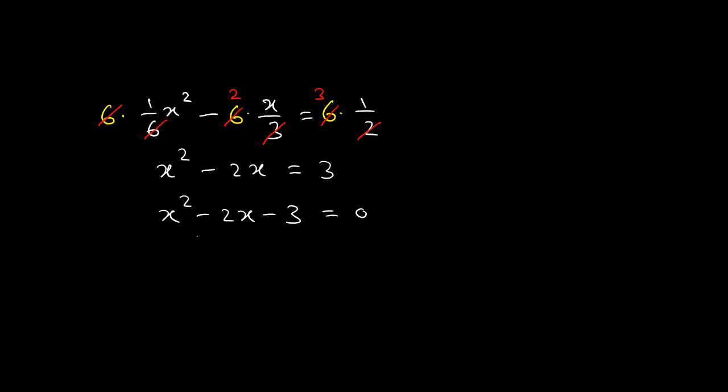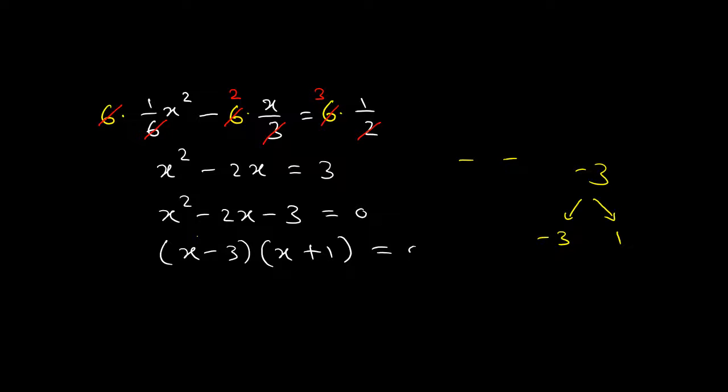Now we can easily factor this. We can look at the factors of negative 3. This is a negative product, which means you're going to get two numbers with opposite signs, and when you add them, you get negative 2. So what are the two numbers? They are negative 3 and 1, because the larger one has to carry the sign of the middle term. So the factoring is simply x minus 3 times x plus 1 equals 0.